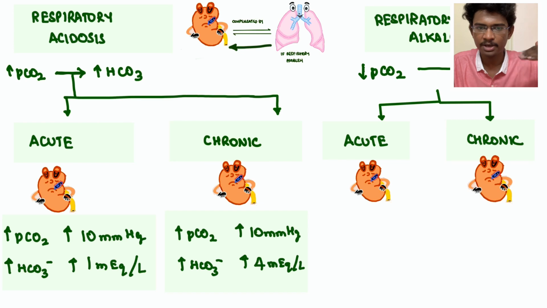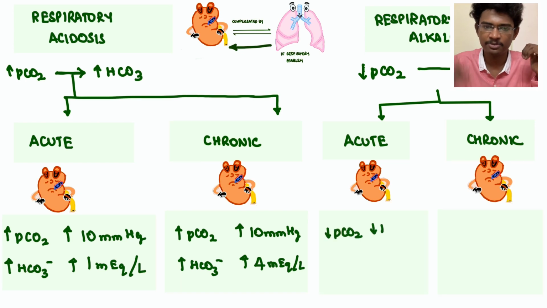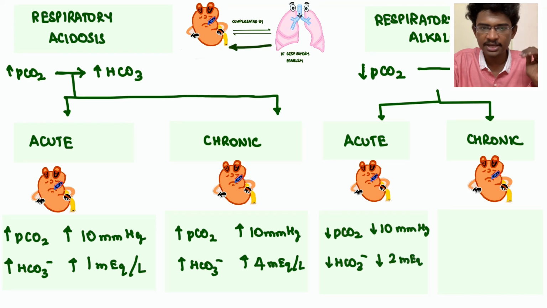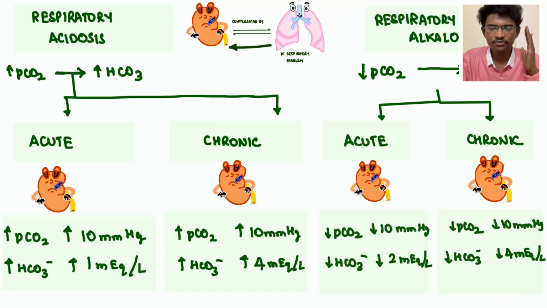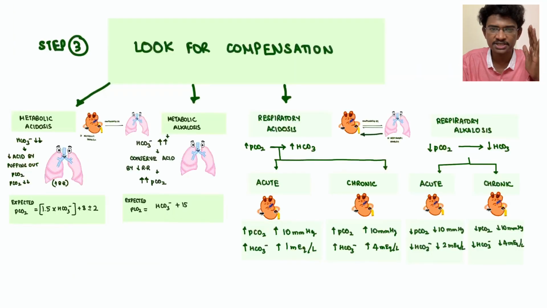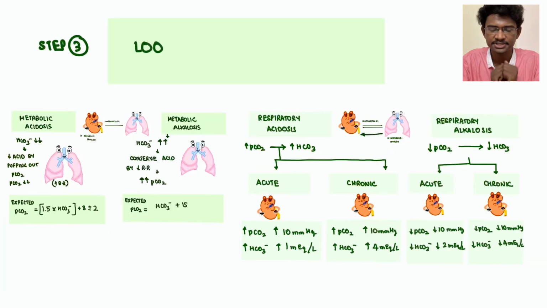For every 10 fall in PCO2, there will be a 4 unit fall in bicarb. So you can remember, in any chronic respiratory problem, the compensation of bicarb will be 4. In acute states, respiratory acidosis it will be 1, and respiratory alkalosis 2. Thus, we saw the formulas of compensation of all the primary acid-base disorders. This we call secondary compensation.